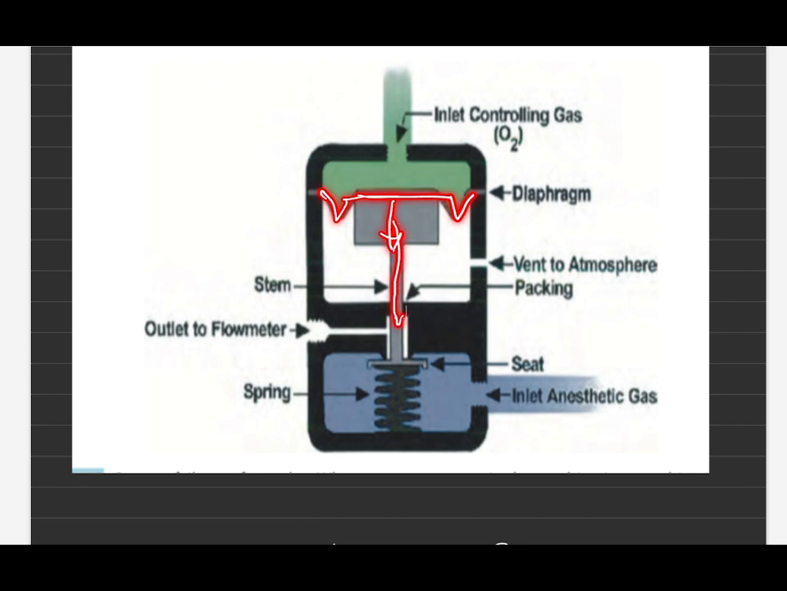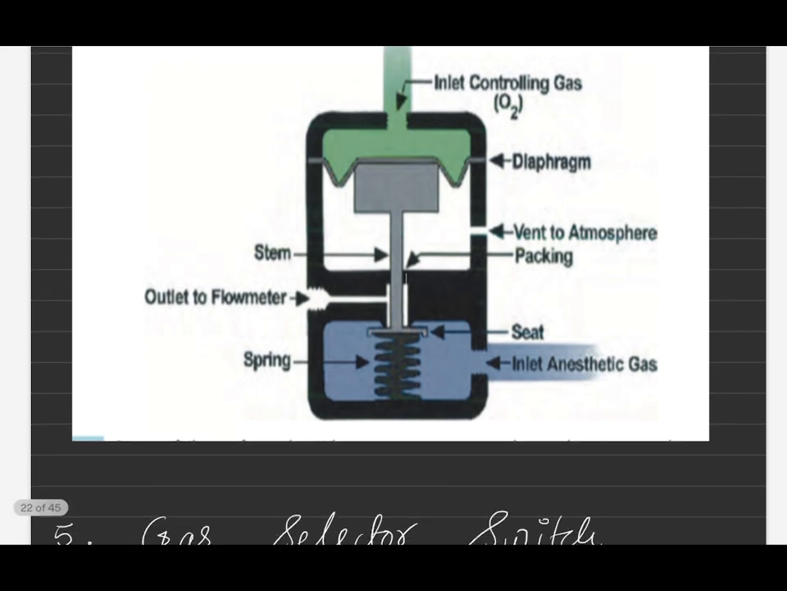The stem is pushed downwards, leading to coiling of this spring and opening of this seal, leading to flow of gas from this to the outlet. So, if in case the pressure of oxygen decreases, the diaphragm will move upwards, the stem will move upwards, the spring will move upwards, leading to blockage of this area, and there will be a decrease in the flow of anesthetic gases or other gases.